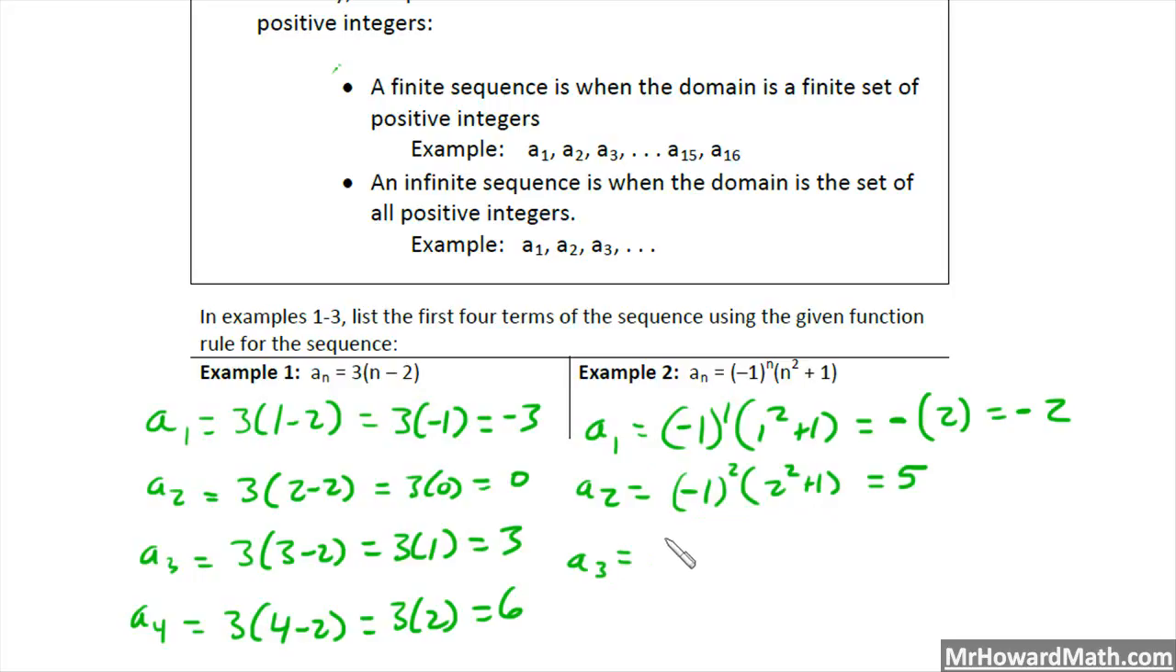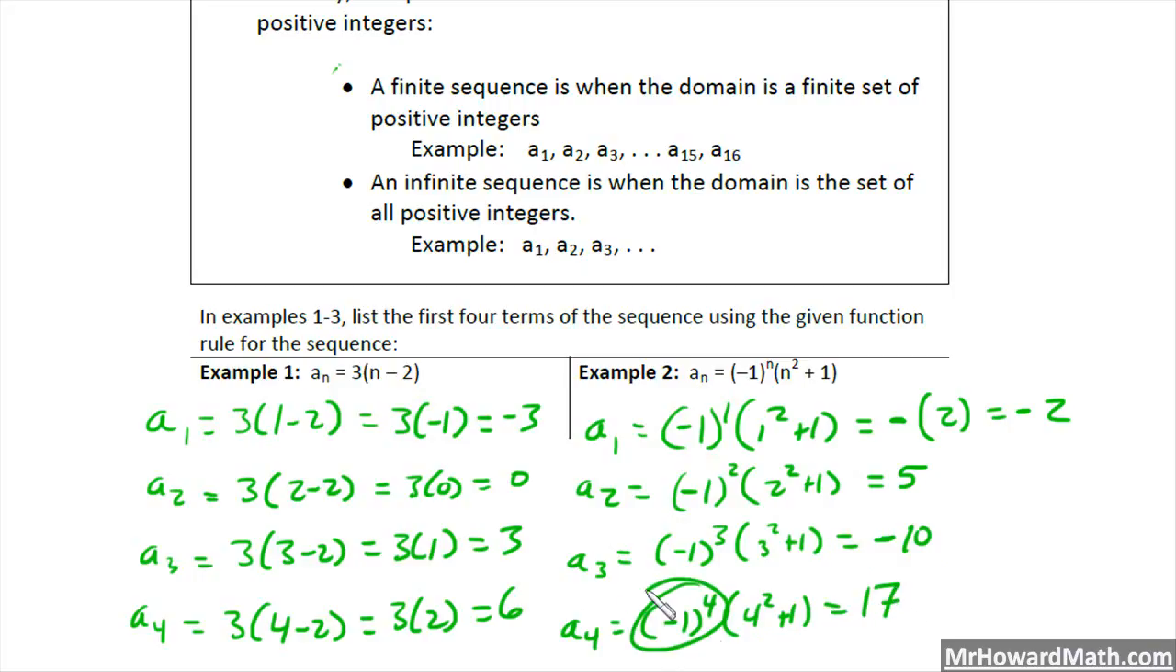A sub 3 is going to be equal to negative 1 to the third power, so this will result in a negative here because we're raising it to an odd power. And then this would be 3 squared plus 1, so it'll be negative. 3 squared is 9 plus 1 is 10. A sub 4, we have negative 1 to the fourth power. You raise a negative number to an even power, the result is positive. And then we would have 4 squared plus 1. 4 squared is 16 plus 1 is 17. And it is positive because this negative 1 was raised to the fourth power.